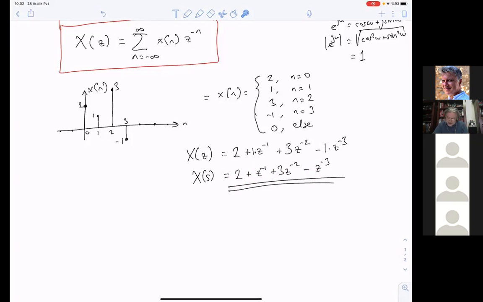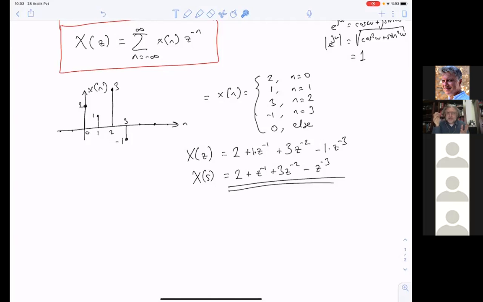And do we know the locations of this 2, 1, 3, and minus 1? Where are they? The 2 is at z to the 0, so it's at 0. 1 is at z to the minus 1, and z to the minus n means n is equal to 1. 3 at 2, and minus 1 at 3. So it shows the signal itself. The coefficients of the signal are transformed into a polynomial representation, a polynomial of z. And that is a very typical way of making a representation.